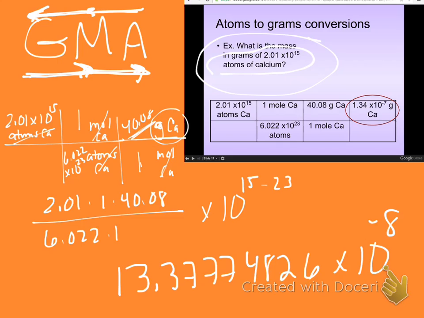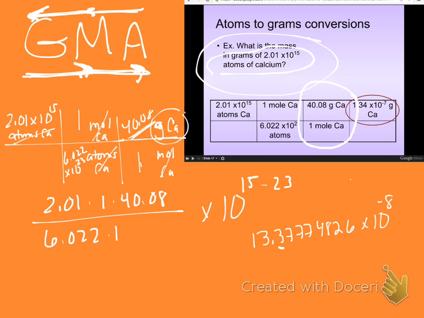Okay, you got the same raw answer as me. 13.37774826 times 10 to the negative 8th. Yes, ma'am. We have 3 sig figs, so we're going to be keeping this, rounding based on that. So it's going to be 1.34, and if we visualize that number to the negative 7, yeah. And the units are grams, and the chemical is calcium.